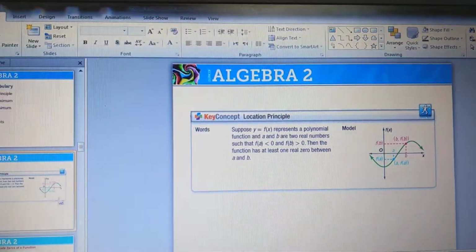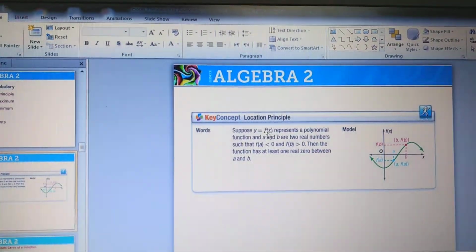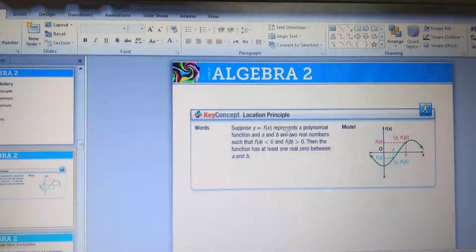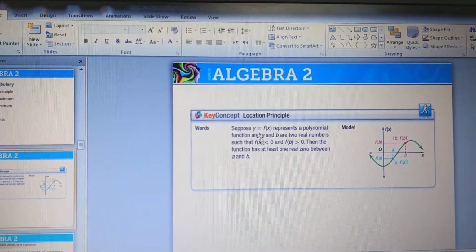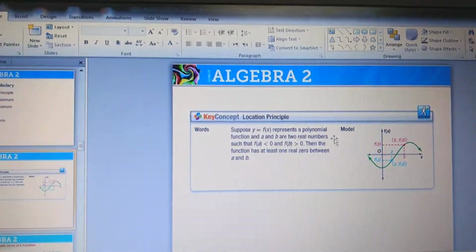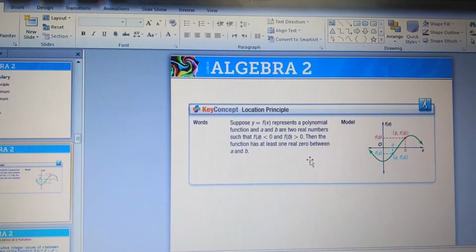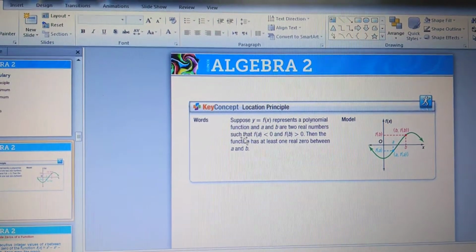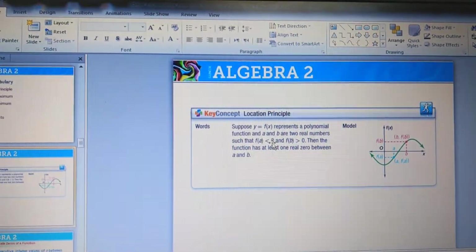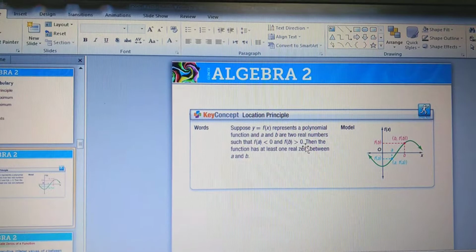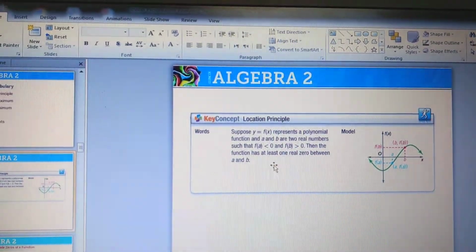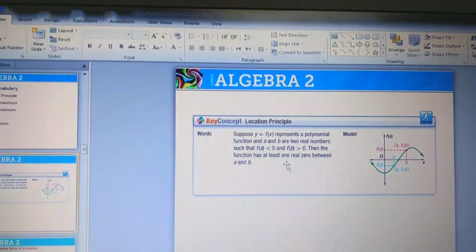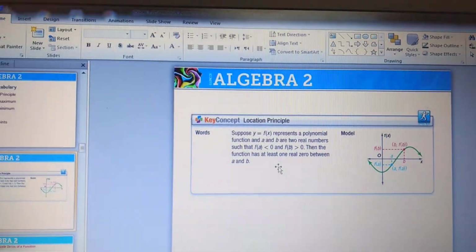Location principle. Suppose y equals f(x) represents a polynomial function and a and b are 2 real numbers. 2 real numbers can be positive numbers or negative numbers. And we have f(a) less than 0 and f(b) more than 0. This means here that the function has at least 1 real zero between a and b.